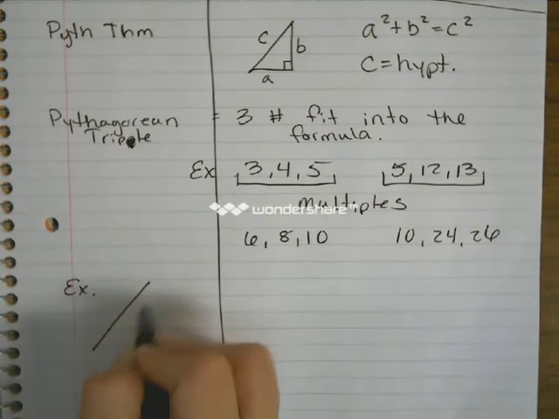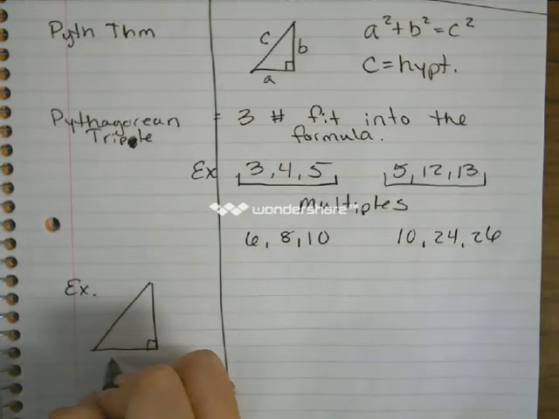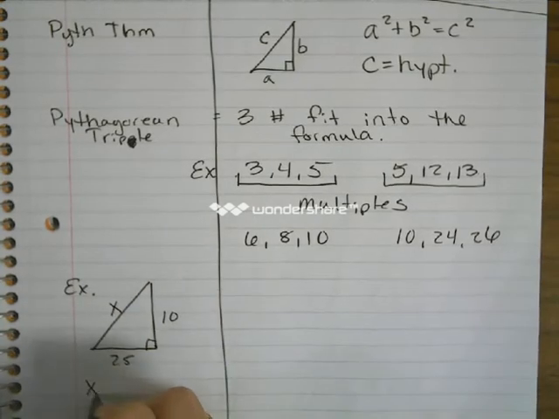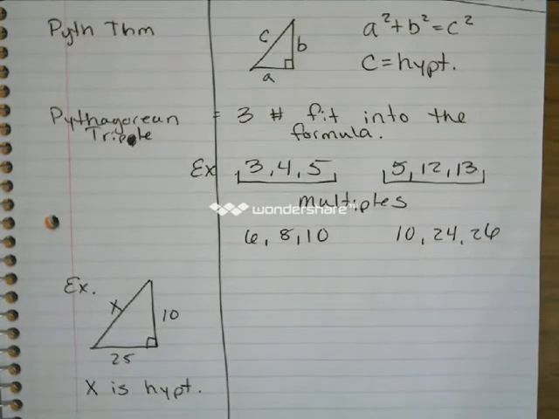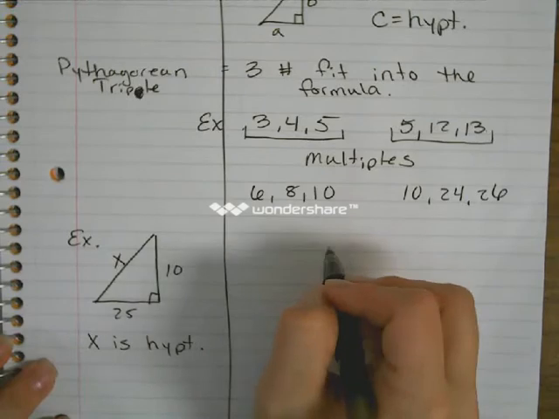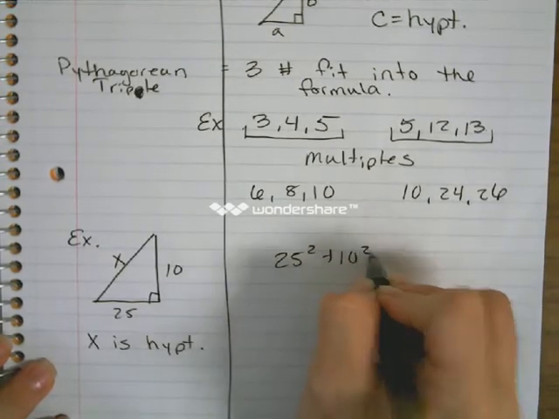All right. First example. It's going to be pretty simple. In this example, x is the hypotenuse. So how do you solve a problem when x is the hypotenuse? It's pretty easy. x is your c, right? So it's just 25 squared plus 10 squared equals x squared.